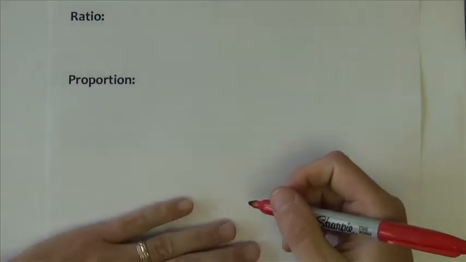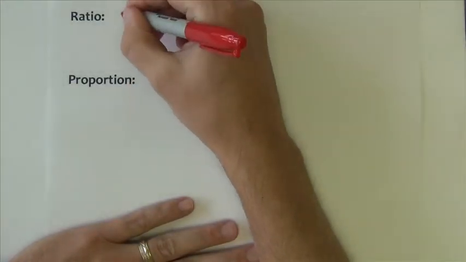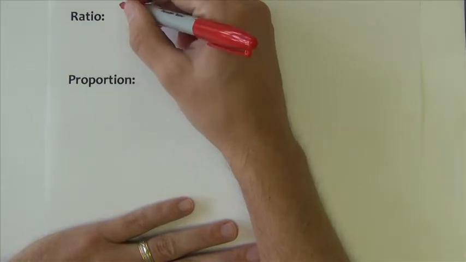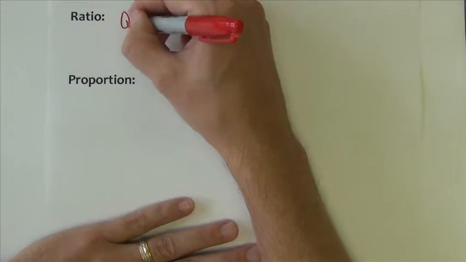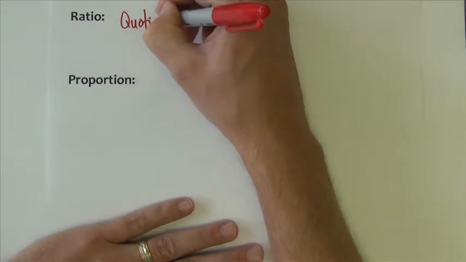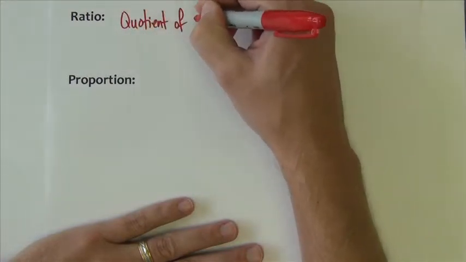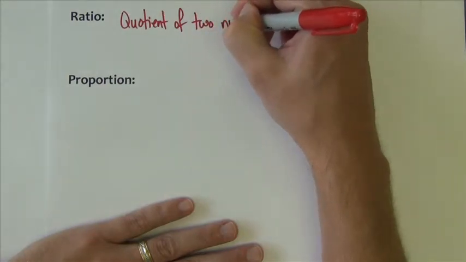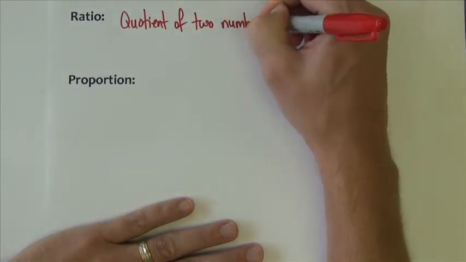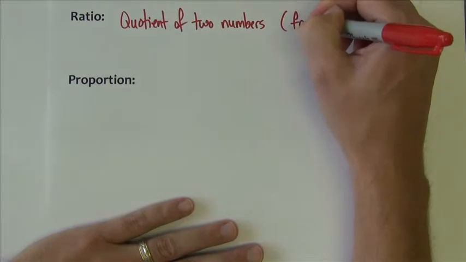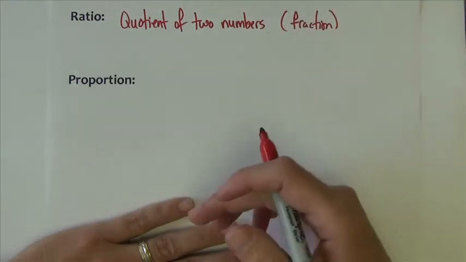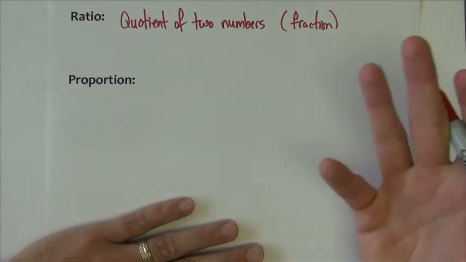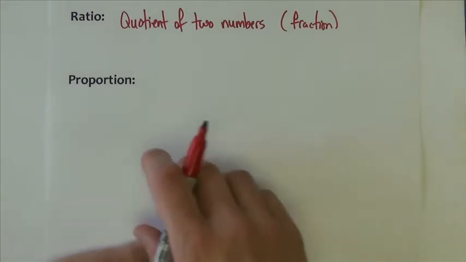We'll begin with some vocabulary. A ratio is simply a quotient of two numbers. Maybe it's a fraction. 2/3, it's a ratio. 1/4, that's a ratio. 1/2, it's a ratio, etc.